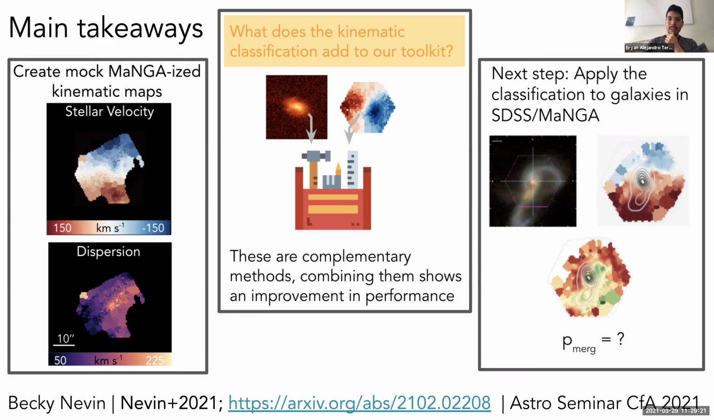Hello. I'm wondering if you noticed any differences between whether kinematics or imaging was better for gas-rich versus gas-poor mergers, and whether the difference between gas-rich and gas-poor mergers makes either one of the detection techniques better or worse, and what you might expect if you did do that kind of study.